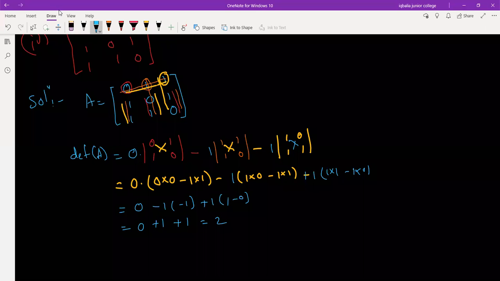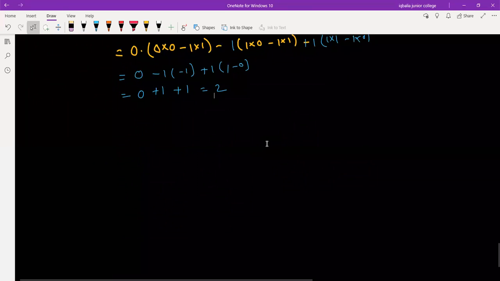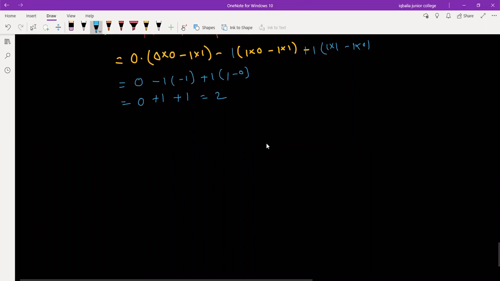Okay, so I have the fifth question. I'm just going to write the fifth question. The fifth one is a 3 by 3 matrix. Do it yourself: 1, 4, 2, 2, minus 1, 4, minus 3, 7, 6. So do this question by yourself. If you have any difficulties, I will try to help you.